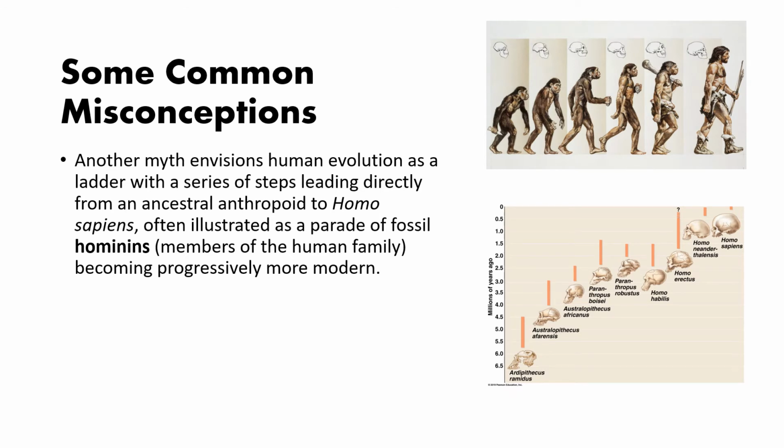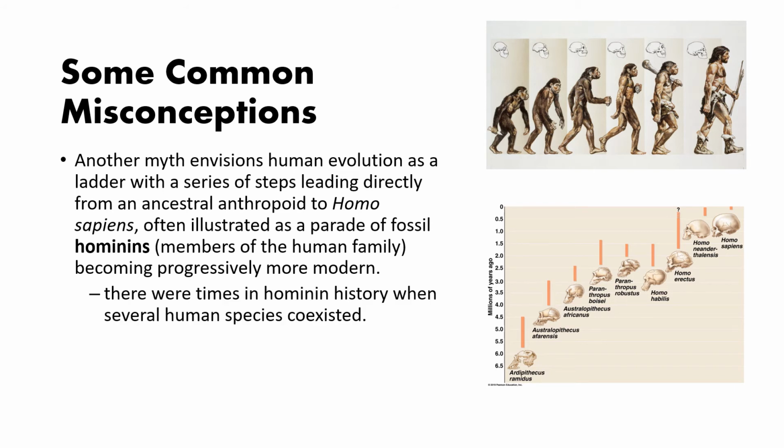Another misconception about human evolution is that it was kind of like a ladder, a series of steps, and you see this top image, which is a very prevalent image where you have the steps that led to a human. But we think that human evolution was extremely complicated, and it was not a ladder. There wasn't just a series of steps that led from an ancestral anthropoid to a Homo sapiens. It actually was very, very messy, and we still really don't know everything about human evolution.